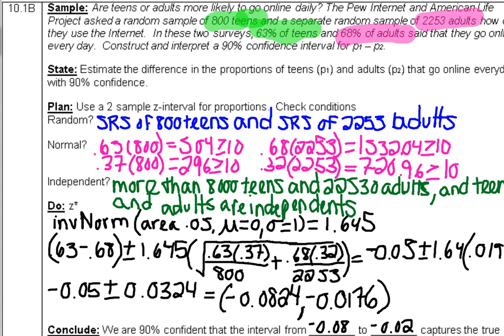And so then usually we'd have a follow-up question that would say, is it possible that these proportions are actually the same, that adults and teens go online the same amount? And since 0 is not in that interval, that would not be true. And in fact, we have convincing evidence, because remember how those confidence intervals go hand in hand? We have convincing evidence here that actually adults go online more often than teens, based on this set of samples.